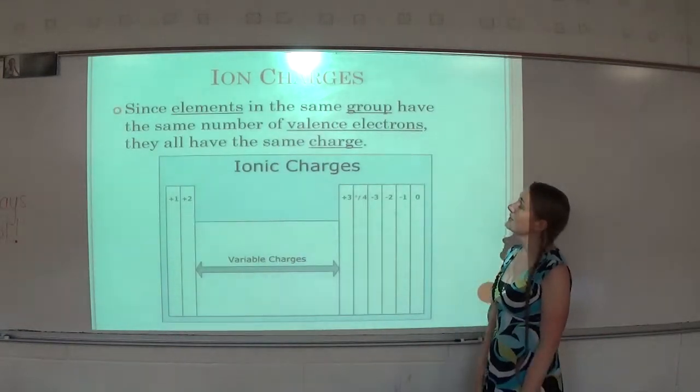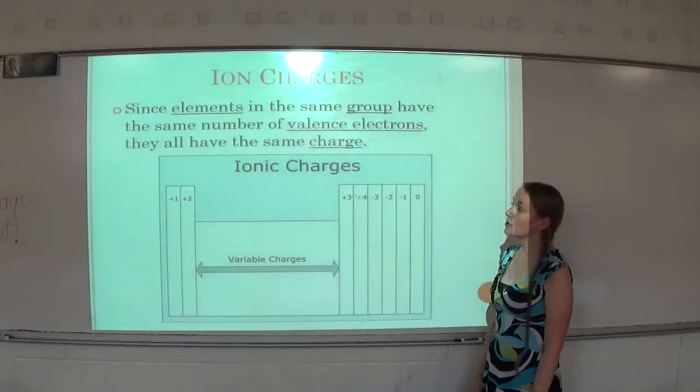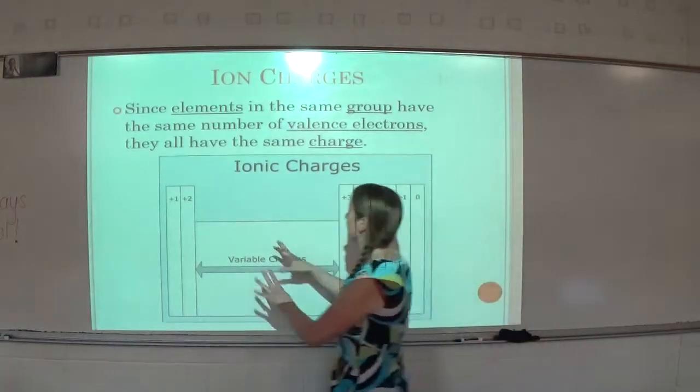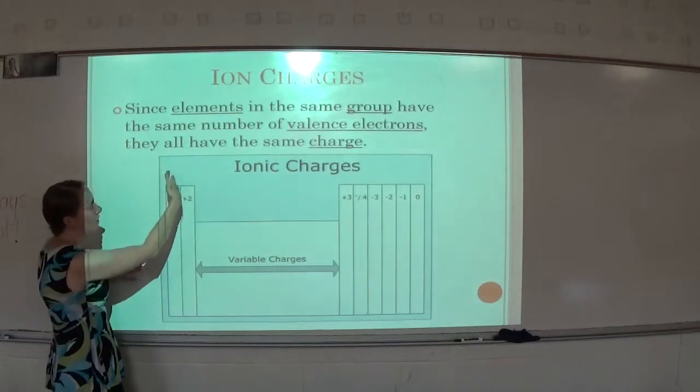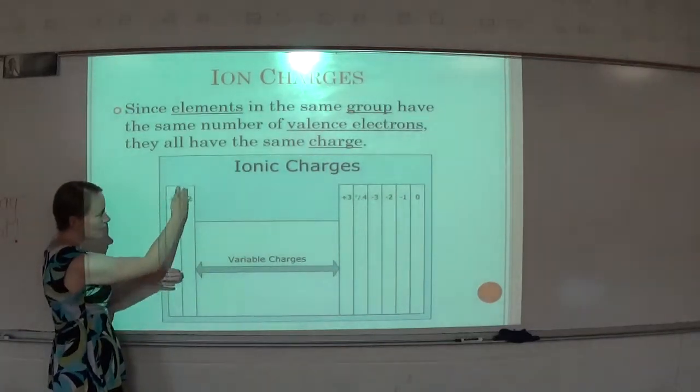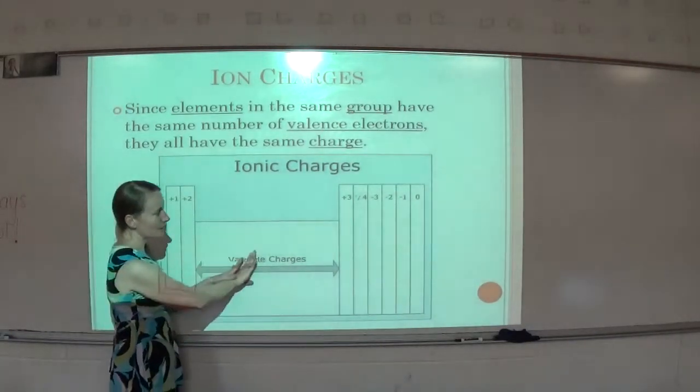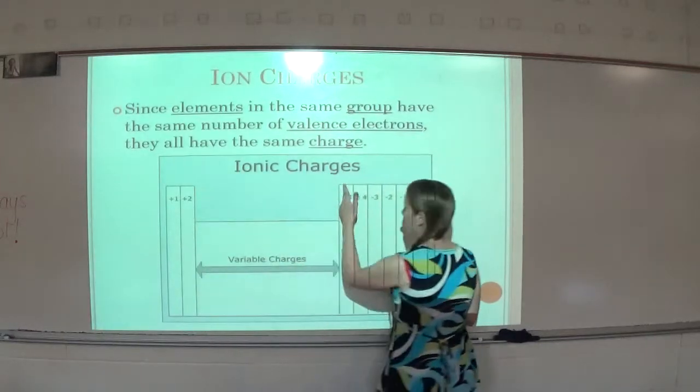Since elements in the same group have the same number of valence electrons, they all have the same charge. So this is a periodic table labeled with what we just went through on all those slides. Everything in group 1 has positive 1, then positive 2. Remember, we're going to skip the transition metals. Then we have positive 3.